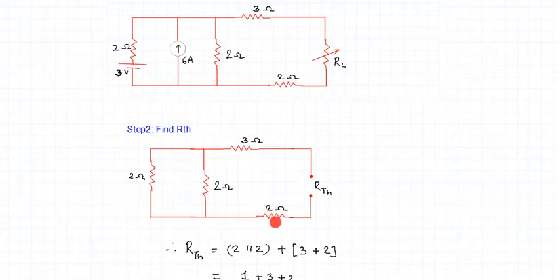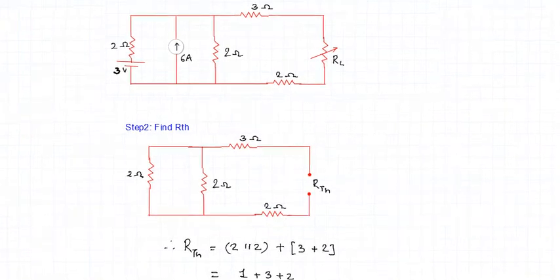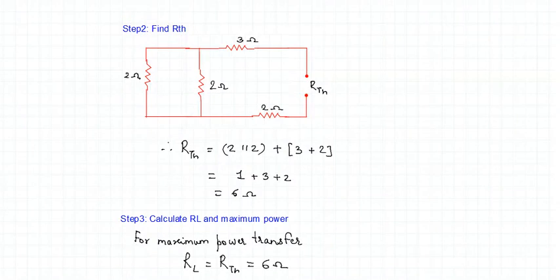Looking into the network from RTH, we understand that these two 2 ohm resistances are in parallel and their parallel combination is in series with the remaining resistances. So first we'll find the parallel combination of these two 2 ohm resistances. 2 ohm in parallel with 2 ohm is 1 ohm. And this equivalent resistance, which is now 1 ohm, is in series with the 3 ohm and 2 ohm resistances, the value of which is now 6 ohms. So equivalent resistance is 6 ohms.